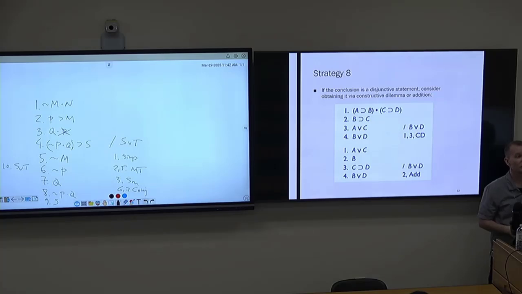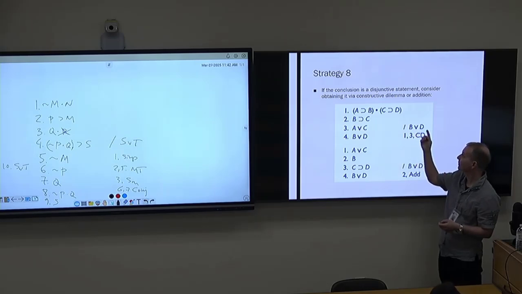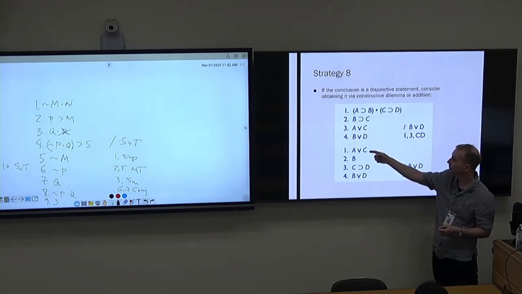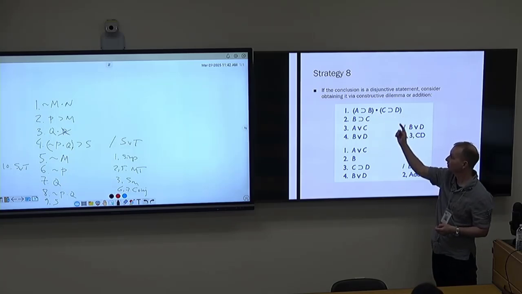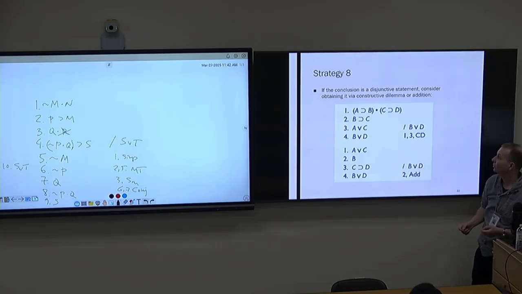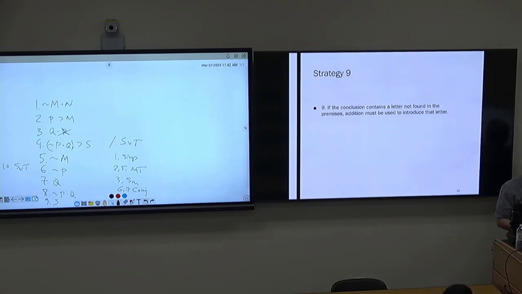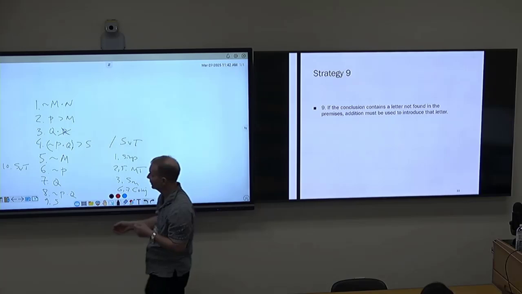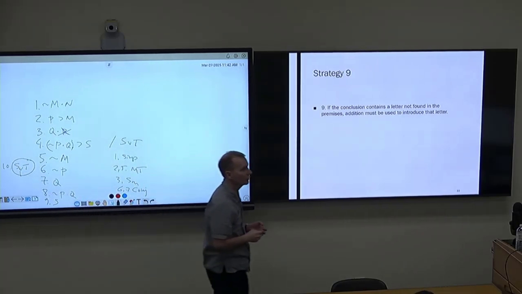If the conclusion is a disjunctive statement, like B or D, consider obtaining it by a constructive dilemma or addition. So, constructive dilemma or addition. We need to get B or D. They're using line A or C and B to get A or C, therefore B or D. And that's basically all we need in this case. What else? If the conclusion contains a letter not found in the premises, addition must be used to introduce that letter. This is what we did over here. And so we ended up with addition giving us a letter which we did not have before.